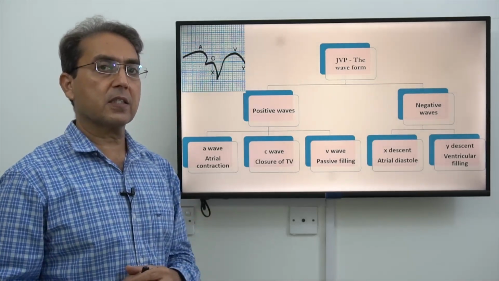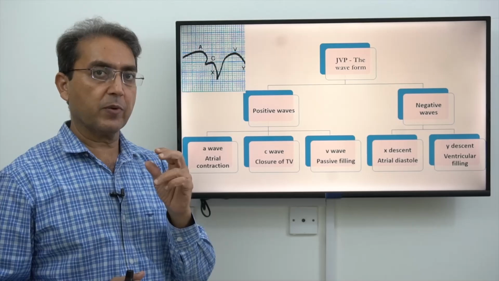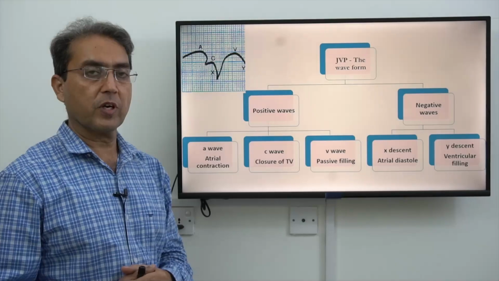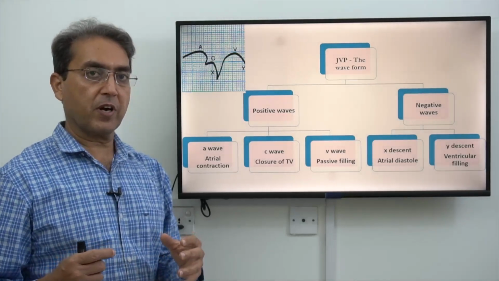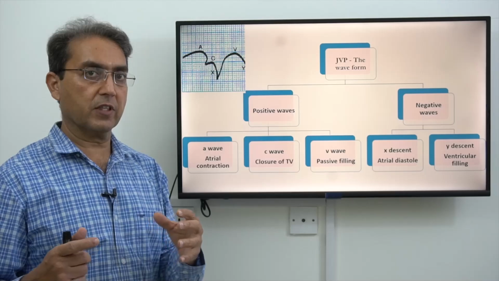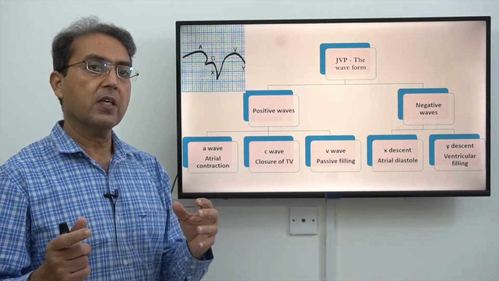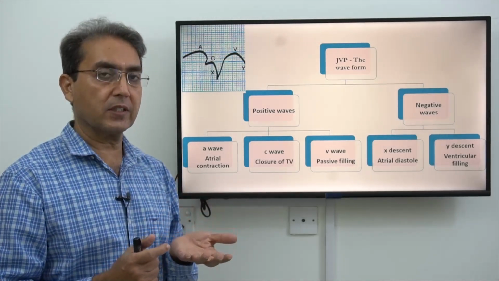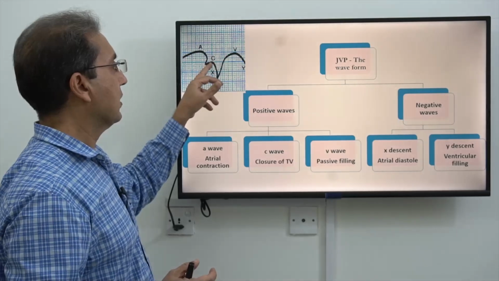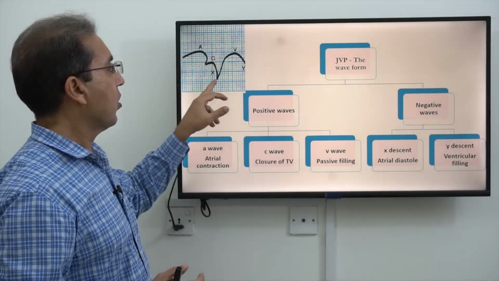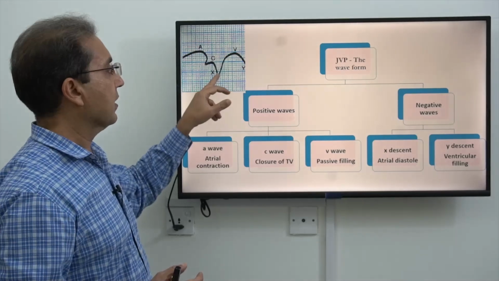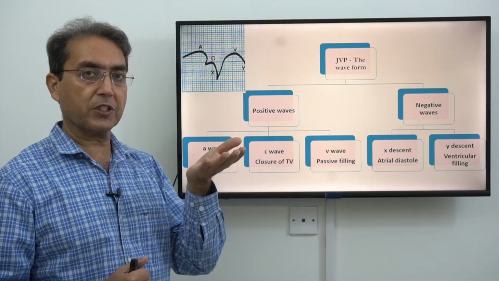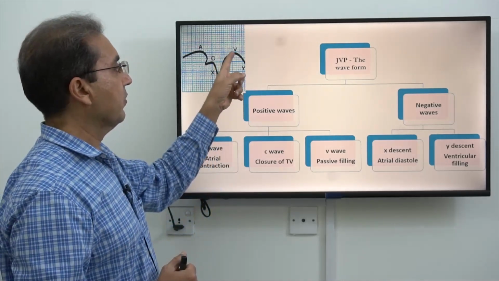This X descent is interrupted in between by a small upward C wave. This is because of the tricuspid valve during ventricular systole. When the ventricular pressure rises, the tricuspid valve is pushed backward and the pressure in the atrium rises slightly, producing a small C wave. And then after the X descent, there is a passive filling of the atrium resulting in a rising atrial pressure, which is reflected as a positive V wave.